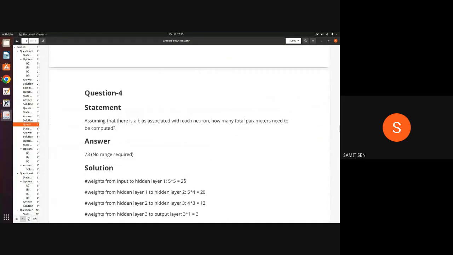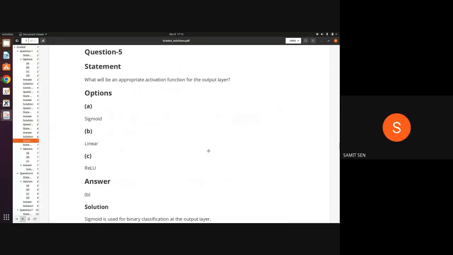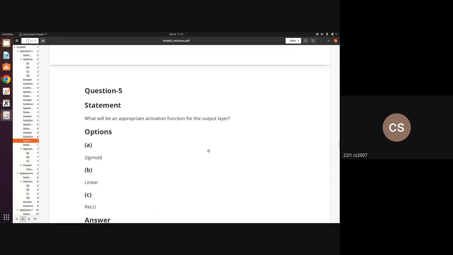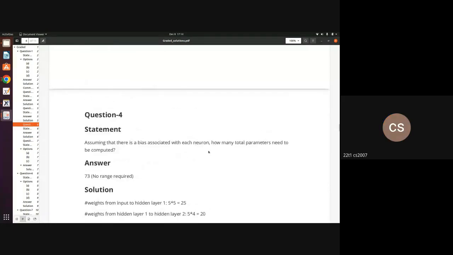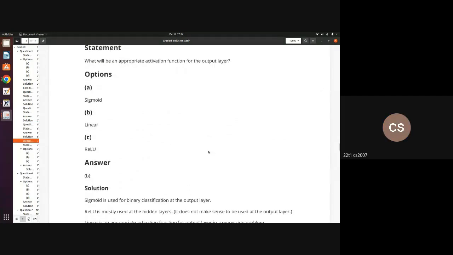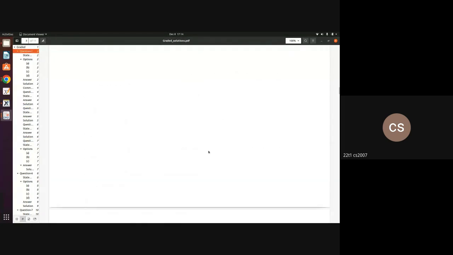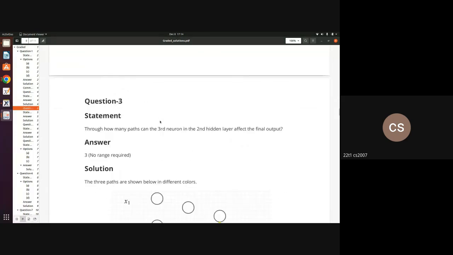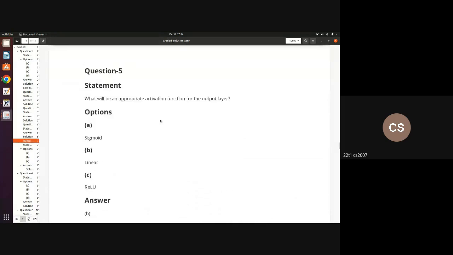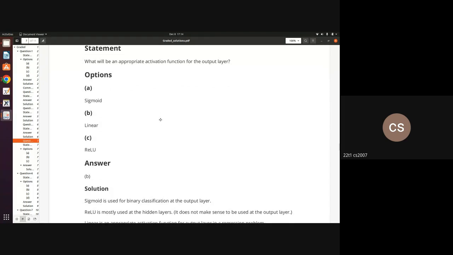Ma'am, question number 5, if you can just explain it. Graded question 5: what will be an appropriate activation function for the output layer? We are looking at this scenario only. There is only one neuron at the output layer, and it is given that it's a regression task, right? In regression, the activation function that is used is linear.